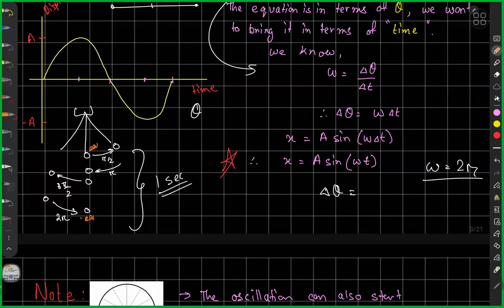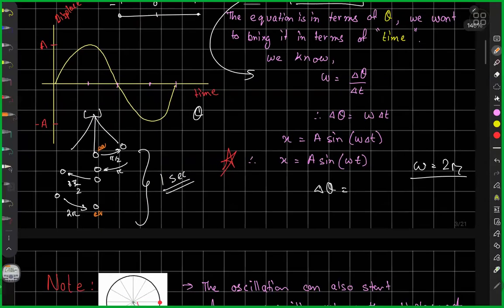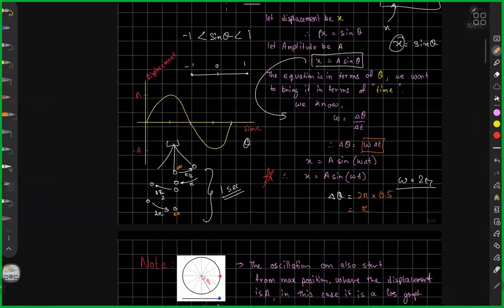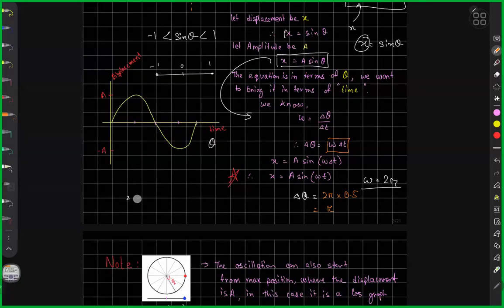So now I ask you that for this pendulum, if 1 second has passed, what is the theta covered? Tell me. 2 pi. Exactly. Because omega is what? 2 pi times how many seconds covered? 1. So 2 pi. Now, if I tell you 0.5 seconds, what's the answer? Perfect. So the idea I'm trying to build over here is your theta changes with respect to time.